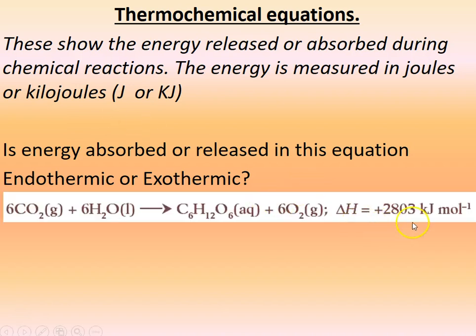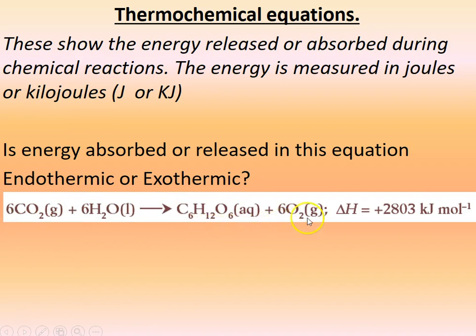So we're looking at this equation. Has it released 2,803 kilojoules? If it released the energy, if it exited the energy, then it would be exothermic. If it took the energy in, then it would be an endothermic reaction. So is this an endo or exothermic reaction? Do you remember from the previous slide we looked at if it's positive, the reactants are here and then they've increased to the products, so it's positive. Your product number is larger and you're taking away the reactants, so it's positive.